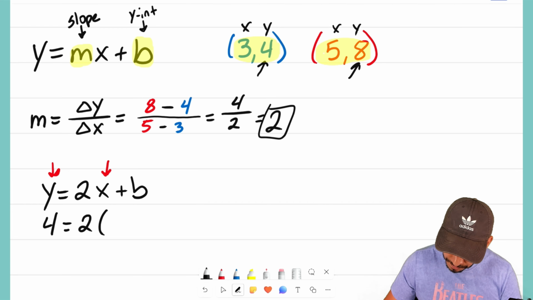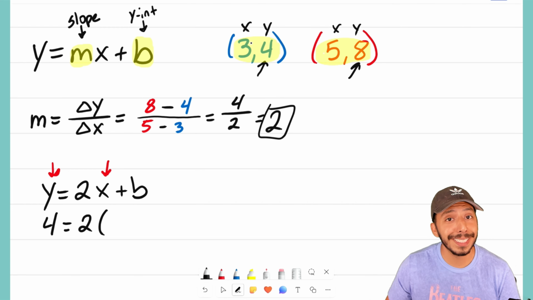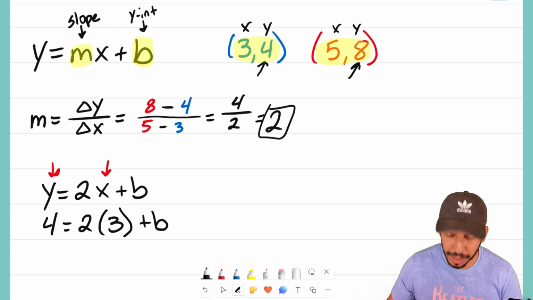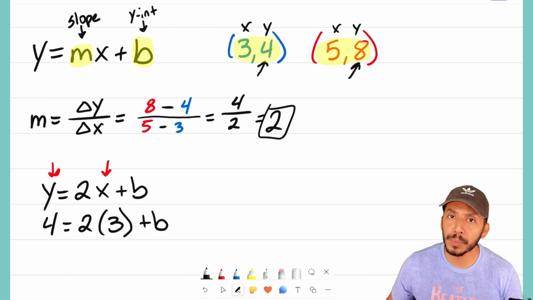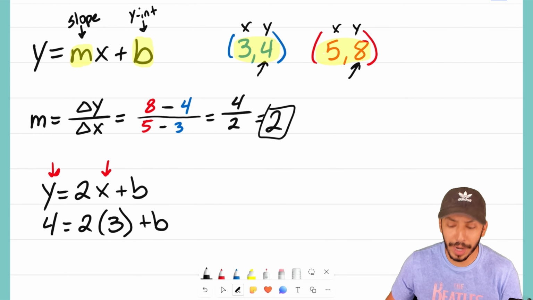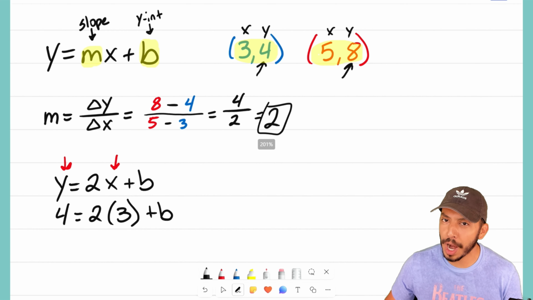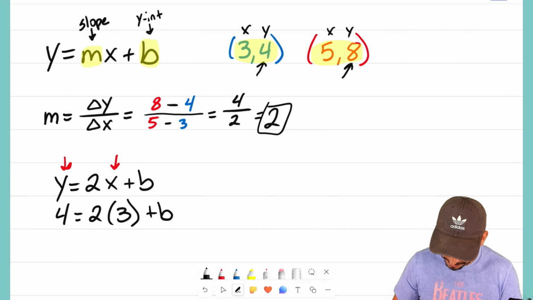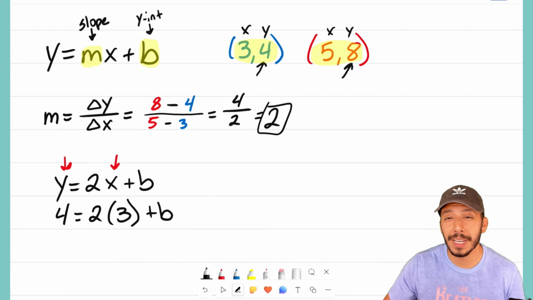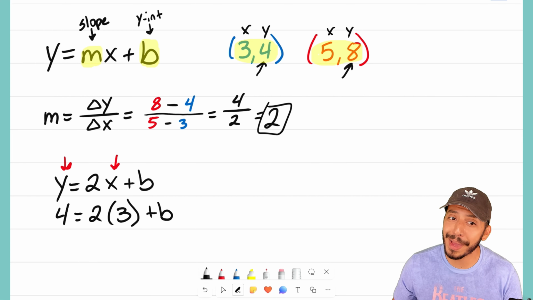So I'm going to change y to be 4 because that's what y equals on that point. I have 2 and 2 times x, and the x is 3. And I have plus b. Now you might be thinking, will this work if I'm using the blue point? What if I wanted to use the red point? I challenge you guys to try the red point. Instead of substituting 4 and 3, substitute 8 and 5. And I promise you should still get the same answer, okay?